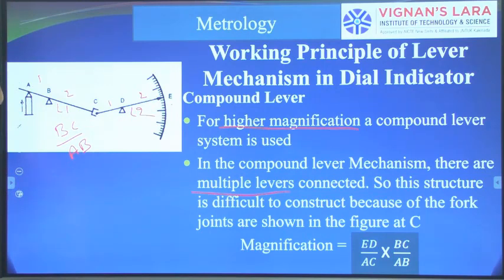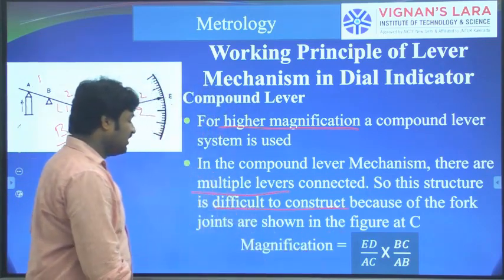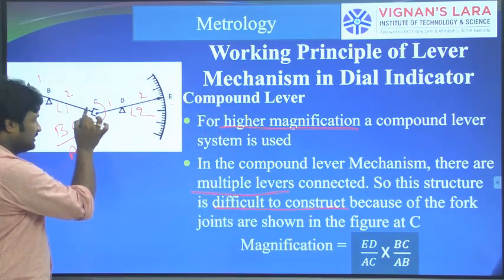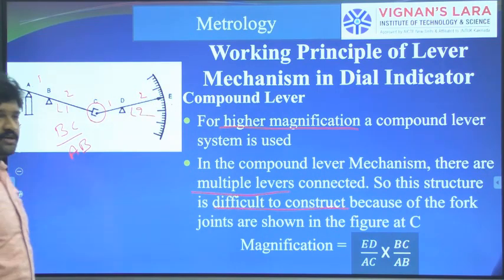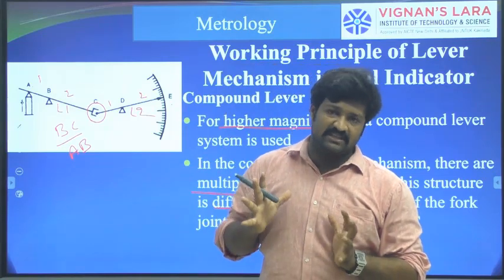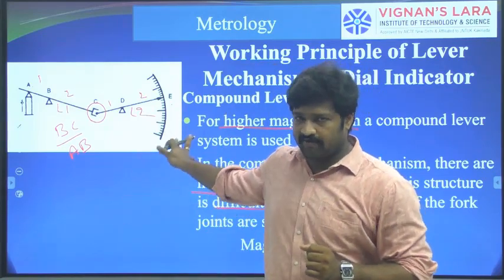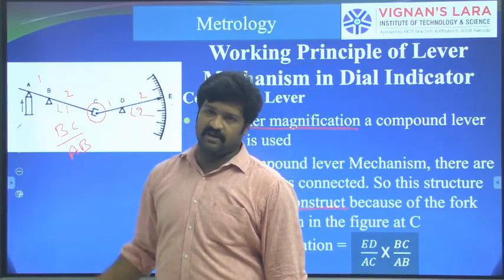Since there are multiple levers connected, the structure is difficult to construct because of the fork joints. This is the fork joint. Because of this fork joint, the construction is difficult. So only if the requirement is for higher magnification will we go for the compound lever, because the pivots and fork joints are difficult.